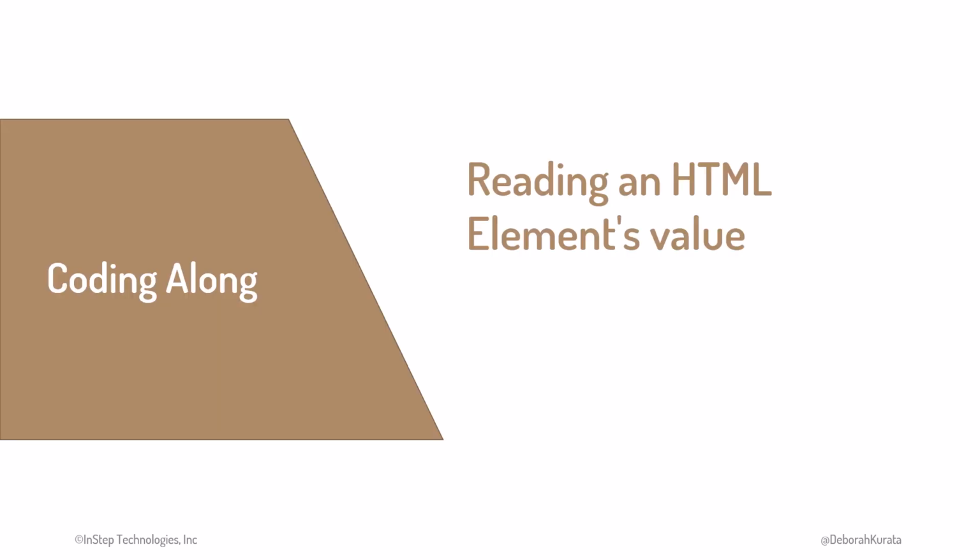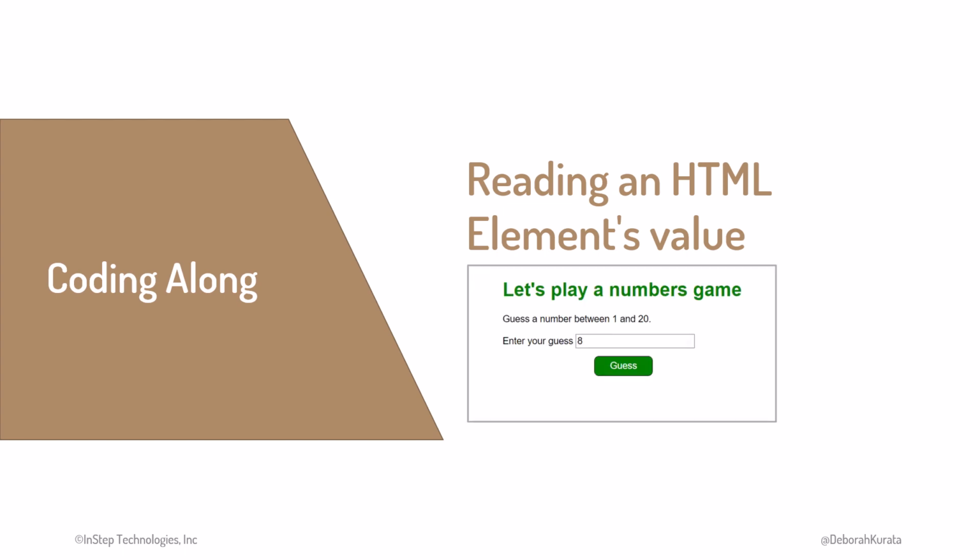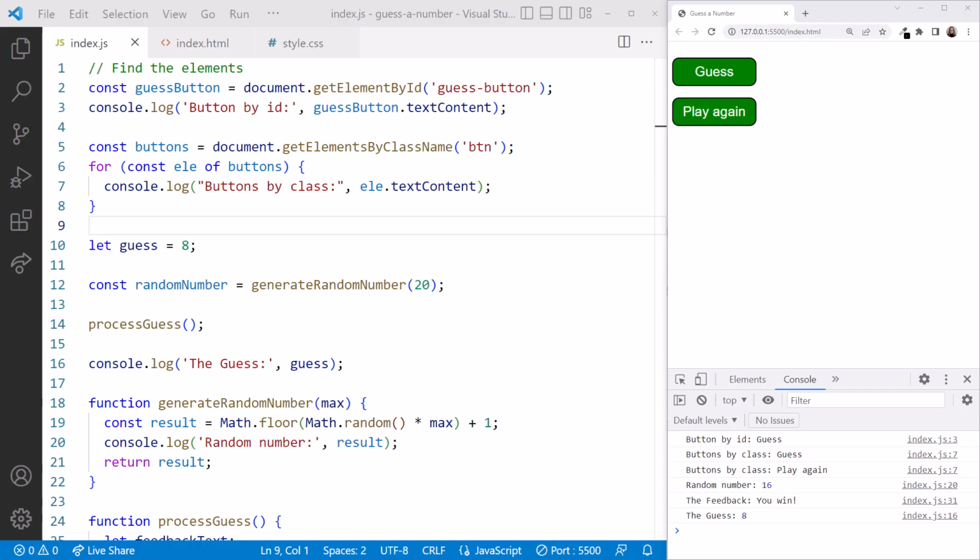Now let's walk through how to read a value from an input element. We'll create and then find the guess input element and read its user-entered value. Once again, we are back in VS Code with our Guess a Number folder open on the left, looking at the index.js file, and our page is running in the browser on the right with the developer tools open. Notice that we don't yet have any input elements on our page. We'll start by adding some additional elements.